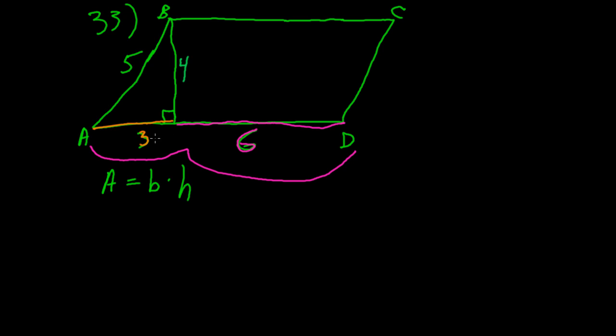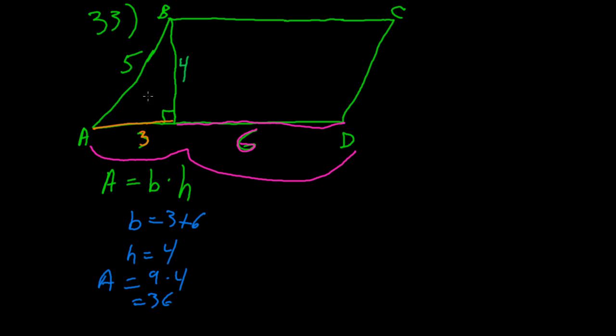So base times height: the base is equal to 3 plus 6, the height is equal to 4, and from that we can see that the area is equal to 9 times 4, which equals 36.